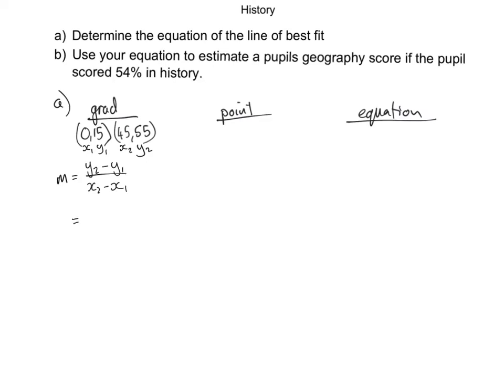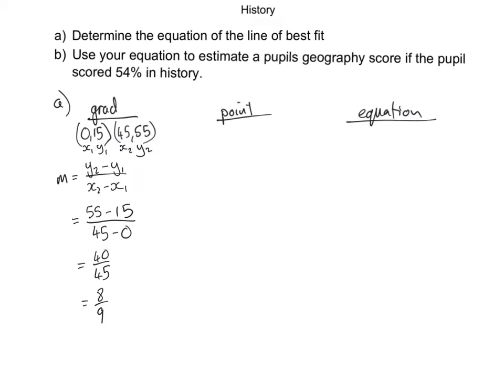So y2 take away y1 is 55 take away 15, and x2 take away x1 is 45 take away 0. That's going to give me 40 over 45, which I should really simplify down to 8 over 9 by dividing top and bottom by 5.